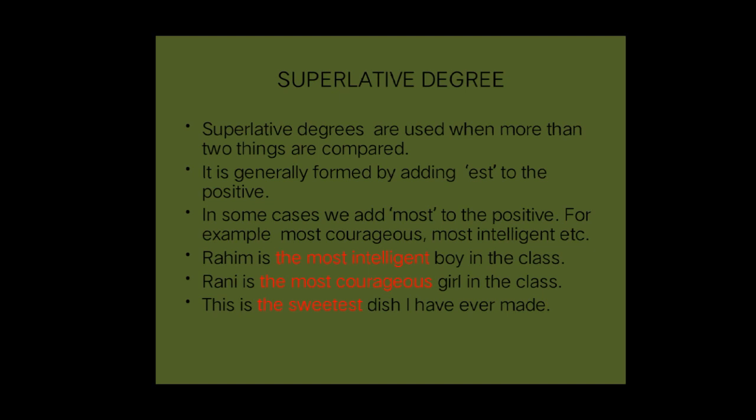So what you have to understand, comparative degree is used when two things are compared. Superlative degree is used when more than two things are compared. And don't forget to use the before most in superlative. When we are using most, don't forget to use the. Okay.